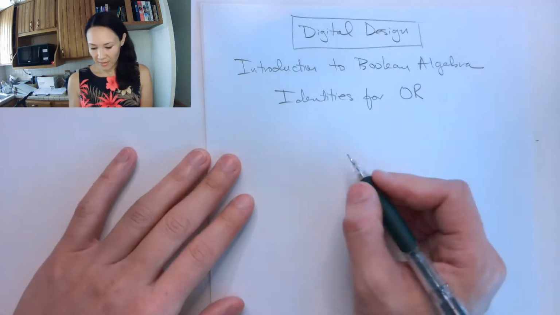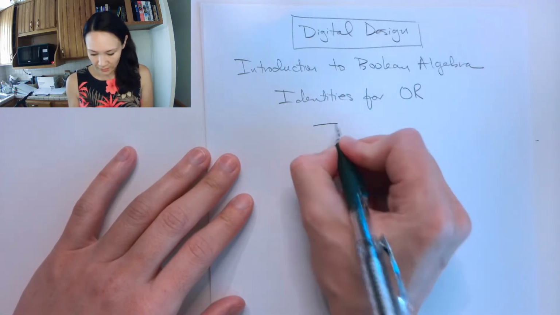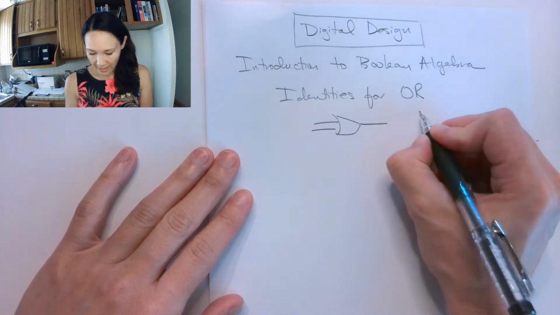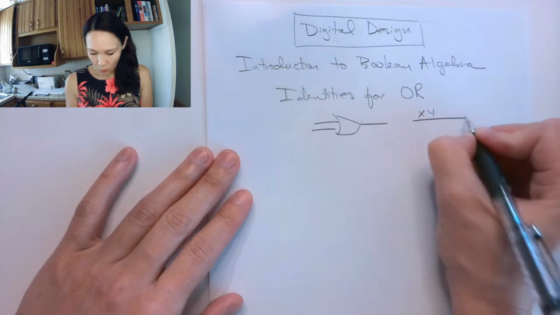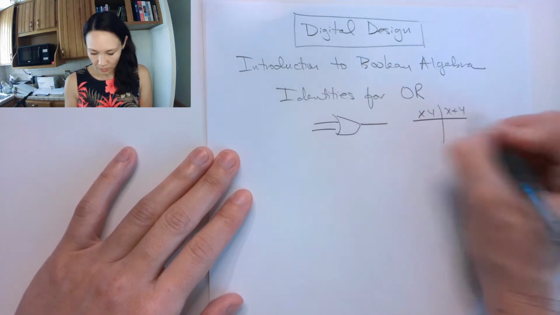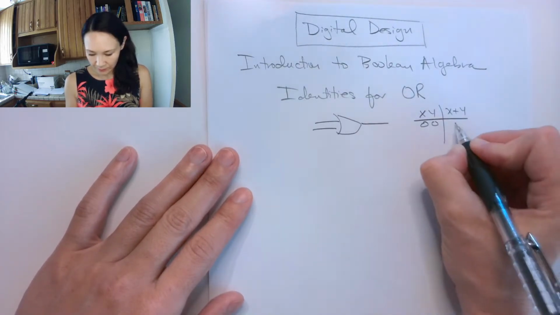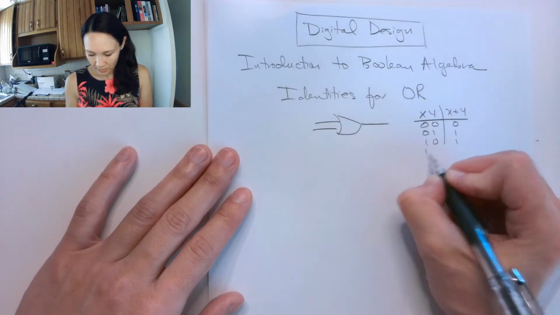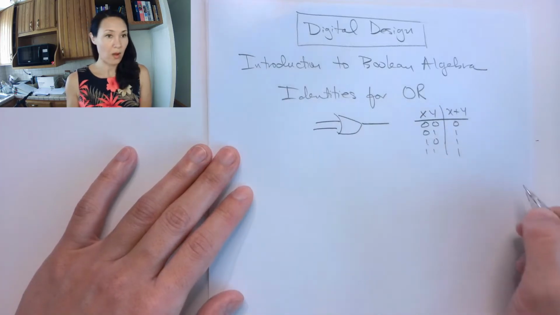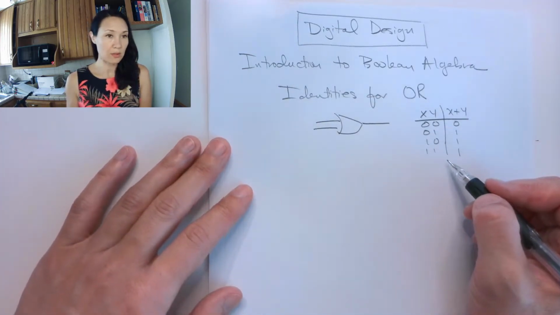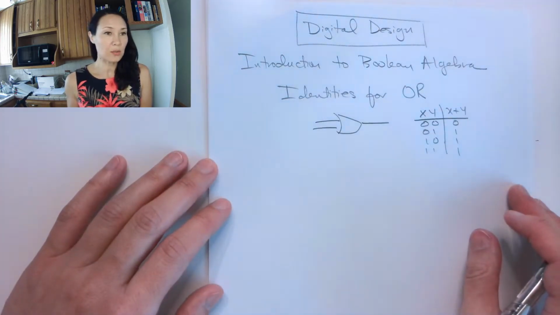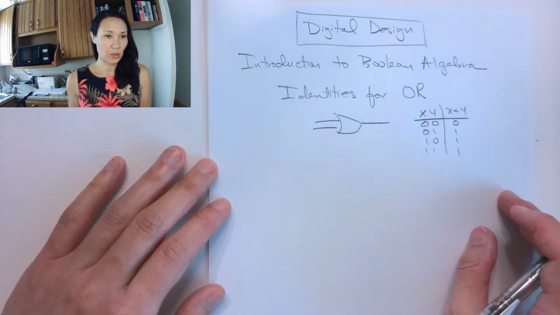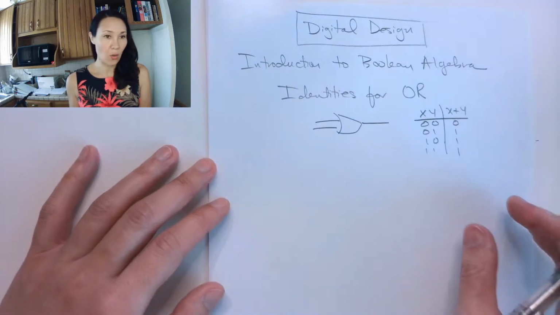Students, so we have seen the OR function. We've seen the OR gate. It looks like this. And we know that if we have inputs x and y, that x ORed with y is 0, 1, 1, 1 for our combination of inputs. Now I want to show you how to use Boolean algebra to do minimizations of logical functions that contain OR.